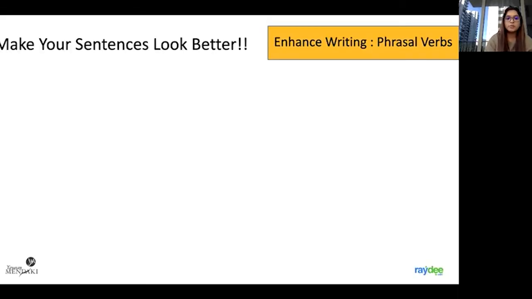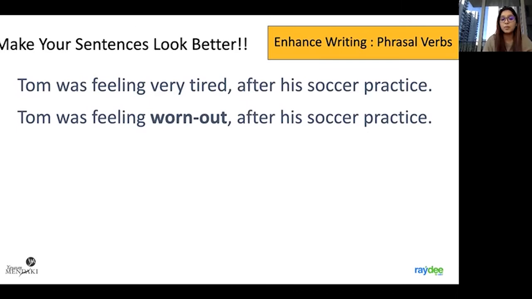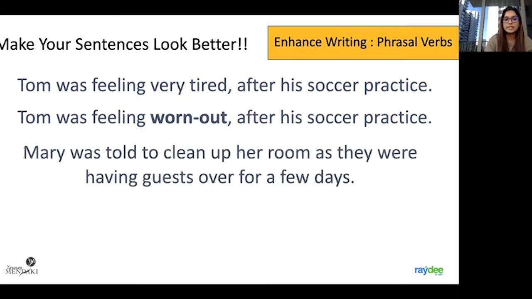Okay, so when we look at this sentence here, Tom was feeling very tired after his soccer practice. It's a very simple sentence, but how do we enhance it? We enhance it by using the word worn out instead of very tired. So we say Tom was feeling worn out after his soccer practice.